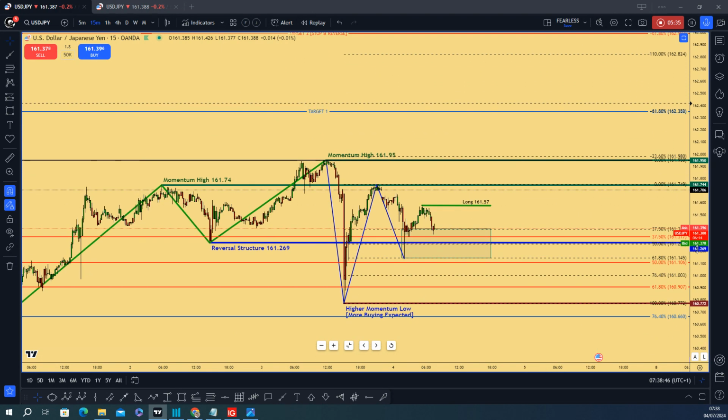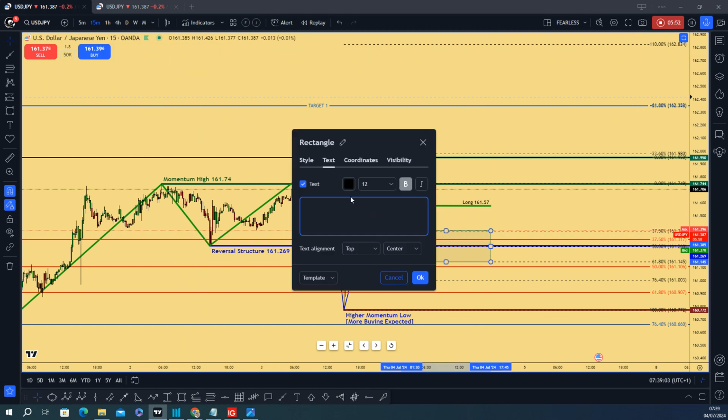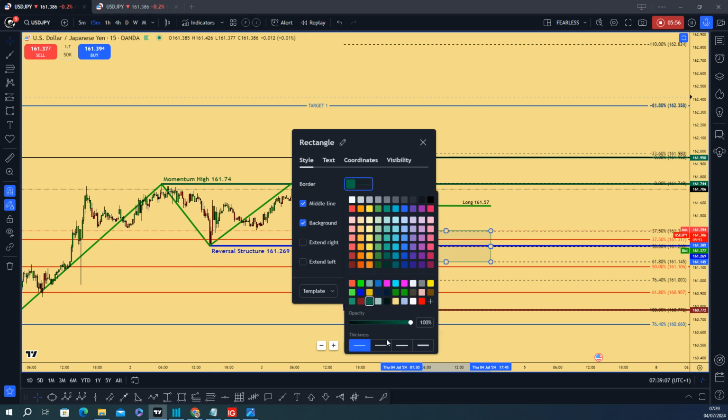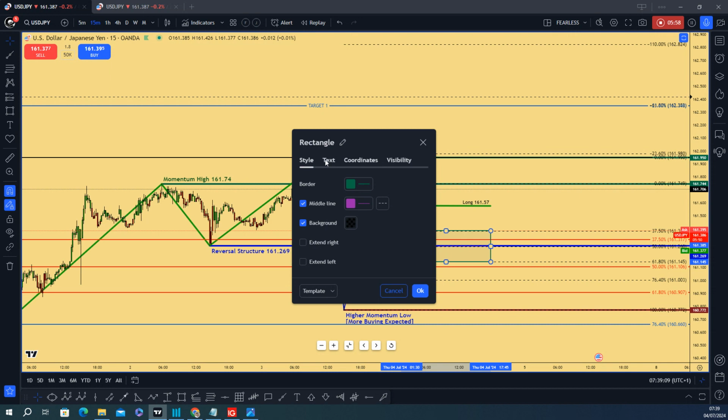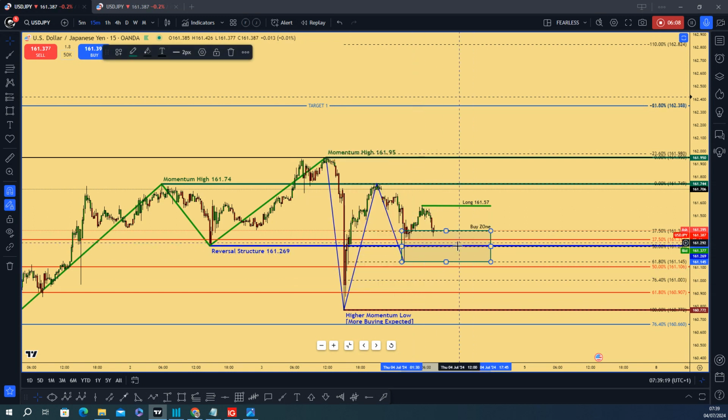So in terms of execution, we know we want to buy. Selling is no longer an option. So for the Fibonacci that we drew up here, this is the buy zone. This box, this rectangle represents the buy zone. Okay, so that's the buy zone.